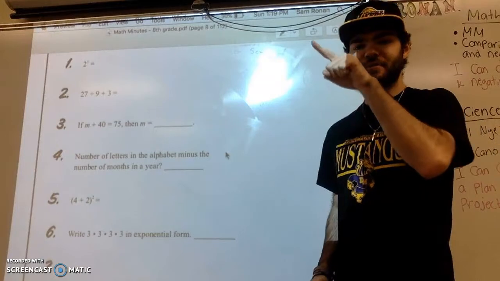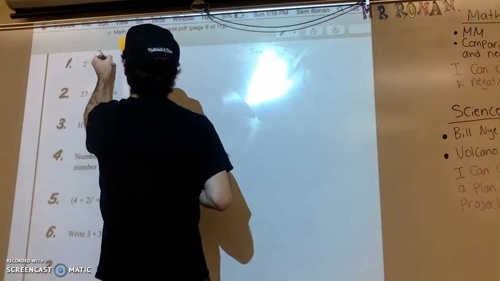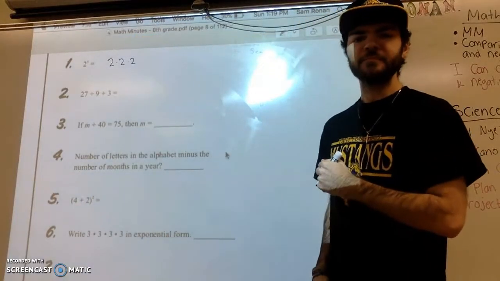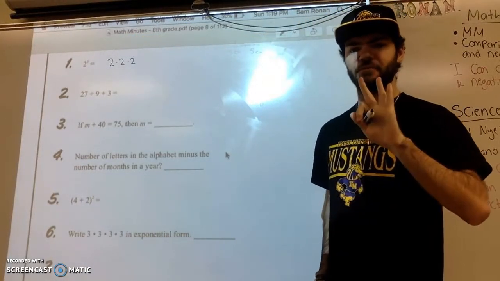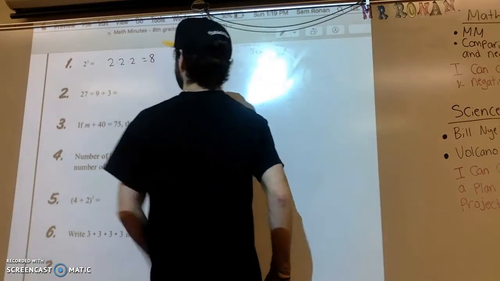Okay, so if there's a 3 in the top right corner like there is up here, that means 2 times 2 times 2. It does not mean 2 times 3. It means 2 times itself 3 times. So 2 times 2 times 2 is going to give us 8.